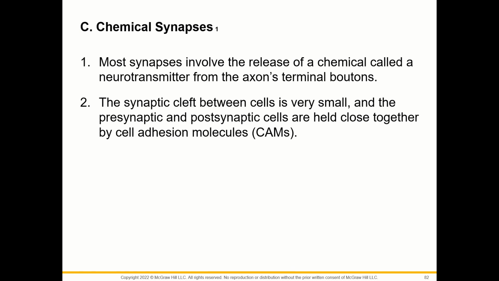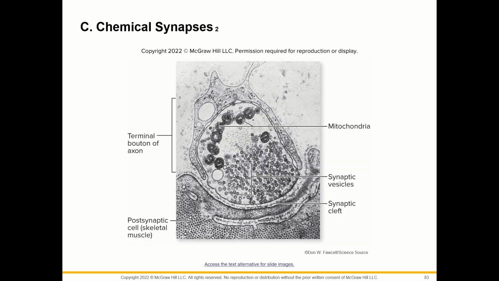And chemical synapses are going to be the majority. So most synapses involve the release of a chemical called a neurotransmitter from the axon's terminal boutons, meaning little buttons, or axon terminals. And so the synaptic cleft between the cells is very small, and the presynaptic and postsynaptic cells are held close together by cell adhesion molecules, abbreviated CAMs.